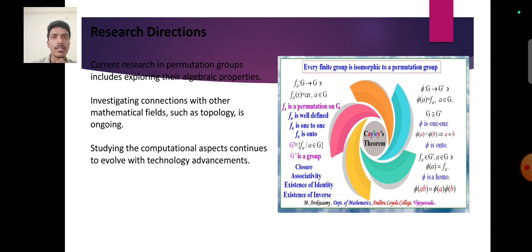Research directions. Current research in permutation groups includes exploring their algebraic properties and investigating connections with other mathematical fields such as topology. Studying the computational aspects continues to evolve with technology advancements.